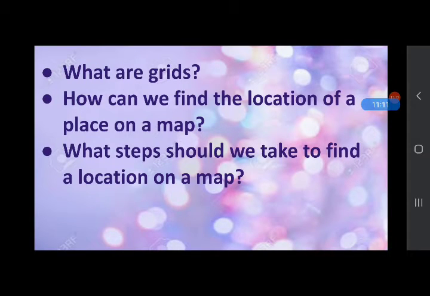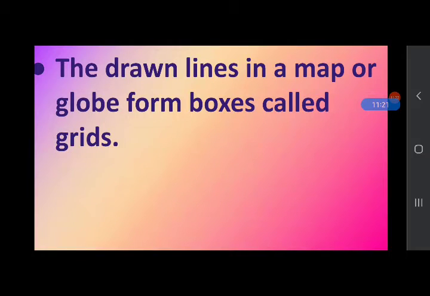Now answer, what are grids? How can we find the location of a place on a map? And what steps should we take to find a location on a map? So what are grids? The drawn lines in a map or globe form boxes called grids. And each line has a number and a letter. By looking at the number and the letter, we can know what place is in the grid. You can see the picture given in your book and you can see the grid on them.